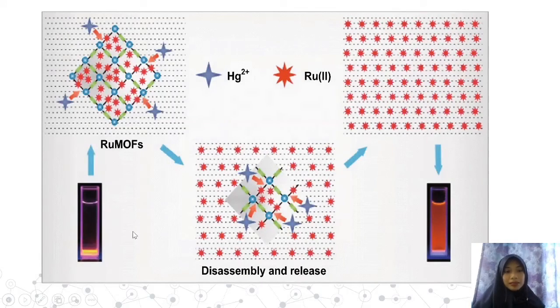So as you can see here, initially it only exists as this yellow precipitate, and when Hg2+ is present in the solution, it decomposes the MOF here, releasing the Ru2+ in the form of tris-bipyridine ruthenium. This tris-bipyridine ruthenium is released into the water, and it emits red light under the UV.